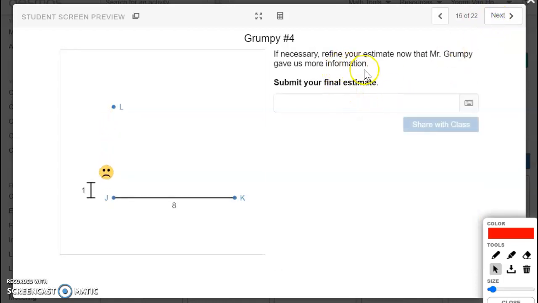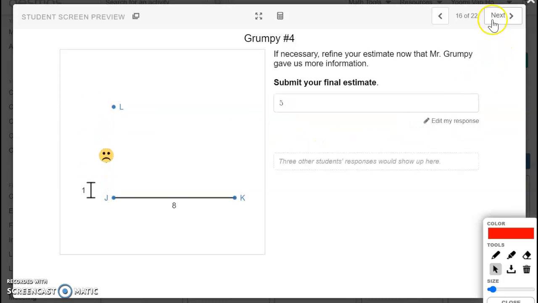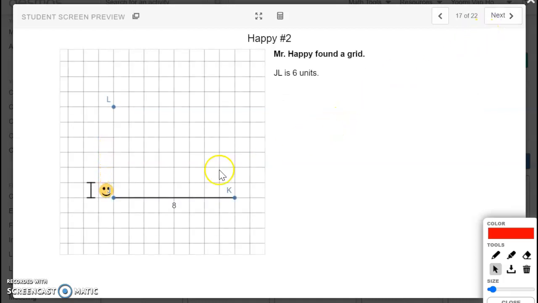If necessary, refine your estimate now that Mr. Grumpy gave us more information. So I know that this length is equivalent to 1. Then I can say 2, 3, 4, 5. I'm going to guess 5. Okay, no, it turns out it was actually 6 units. 1, 2, 3, 4, 5, 6. So even just having that reference was not as helpful, but having the grid is really, really helpful, isn't it?